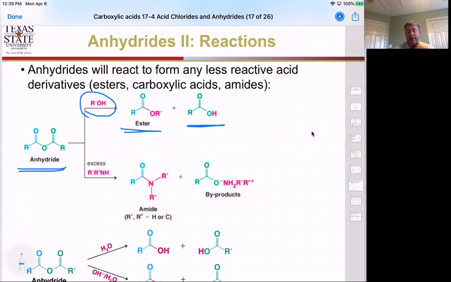to give us our ester plus our carboxylic acid that we can separate out. Now, we can also take an amine of some sort right here, and turn it into an amide. That'll create either a primary or secondary amide plus a salt of the other material.